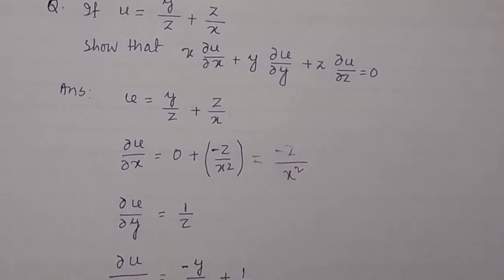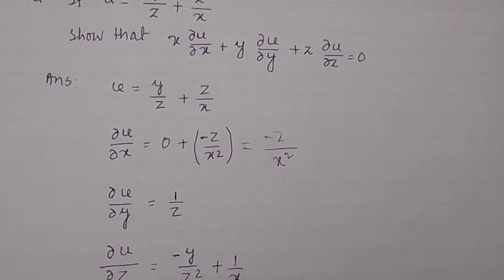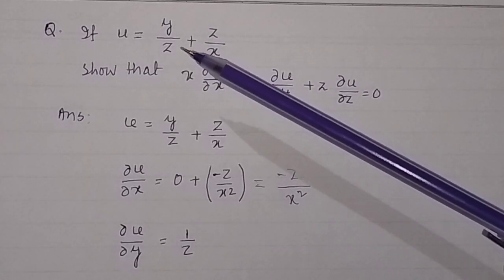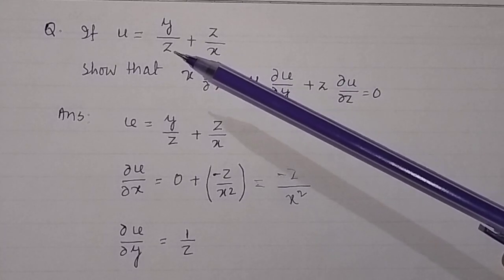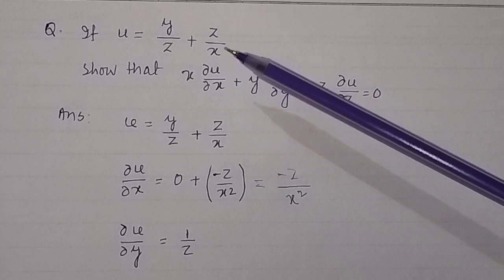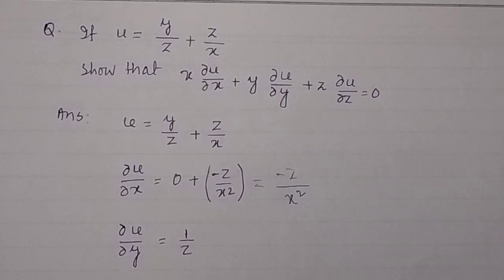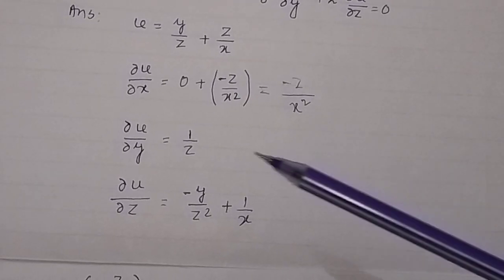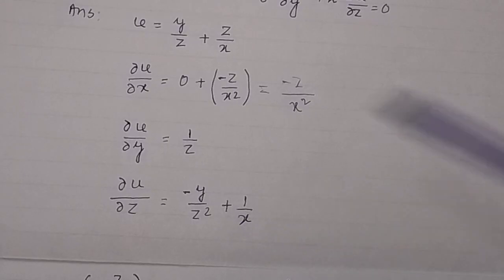Similarly, you can also find the partial derivative of u with respect to z. For the first term, the partial derivative will be equal to minus y divided by z square. And the partial derivative of the second term with respect to z will be equal to 1 by x. So the partial derivative of u with respect to z will be equal to minus y divided by z square plus 1 by x.